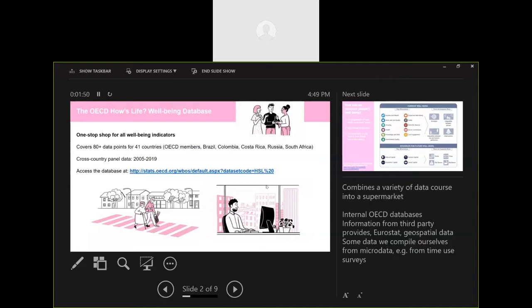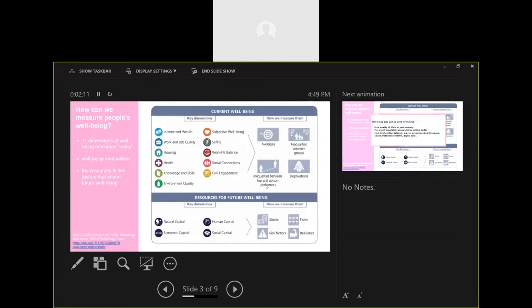So those are the 36 OECD members, including the European ones, Colombia, which is about to join, a couple of partner countries, and the database goes back 15 years. So it covers the time period 2005 to 2019, although for some indicators, the latest available year will be 2017. Here's the link under which you can access the database. And I want to spend just a few minutes to actually explain to you what we mean with people's well-being and how we can measure it.